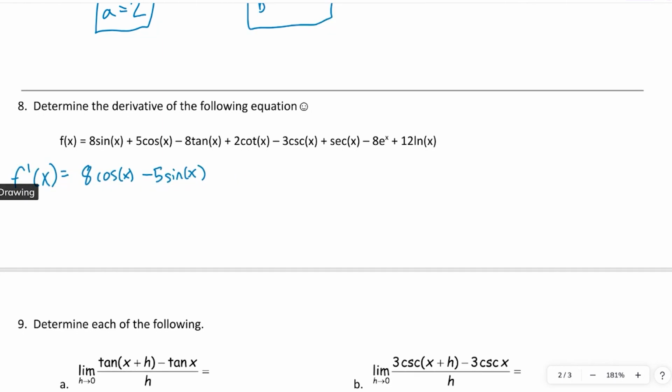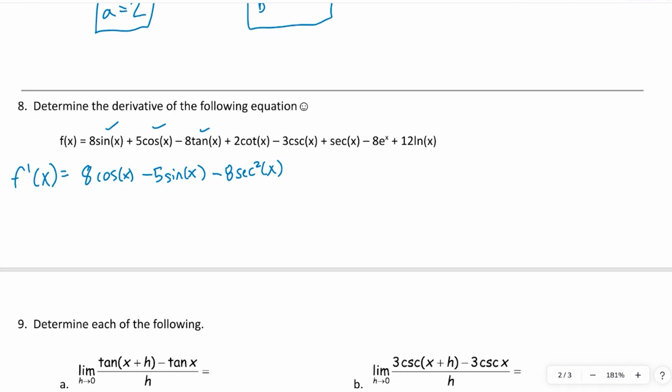All right, then the derivative of negative 8 tangent x. Well, the derivative of tangent x is secant squared x. So this should be minus 8 secant squared x. Okay, so I did this one, this one. I'm going to just check these off as I do them so I make sure not to miss any.